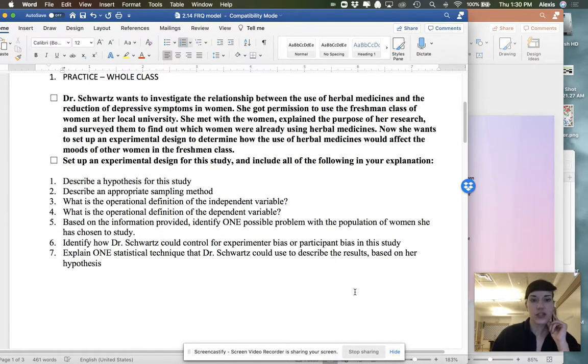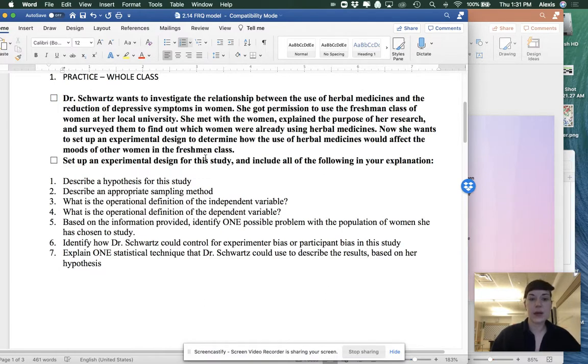Dr. Schwartz wants to investigate the relationship between the use of herbal medicines and the reduction of depressive symptoms in women. She got permission to use the freshman class of women at her local university. She met with the women, explained the purpose of her research, and surveyed them to find out which women were already using herbal medicines. Now, she wants to set up an experimental design to determine how the use of herbal medicines would affect the moods of other women in the freshman class.